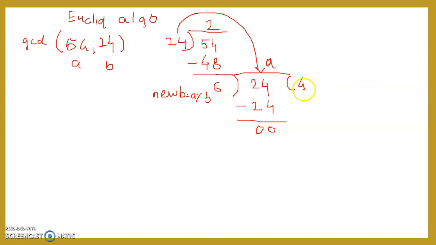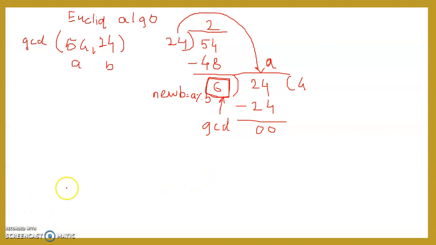We are not interested in the quotient, we are interested in the remainder. So the remainder is 0, and as I told you, what Euclid algorithm says, when you get 0, stop there, right? And now whatever B was there, this is your GCD. This is your GCD of two numbers, that is 54 and 24, right? So this is how we solve the Euclidean algorithm.